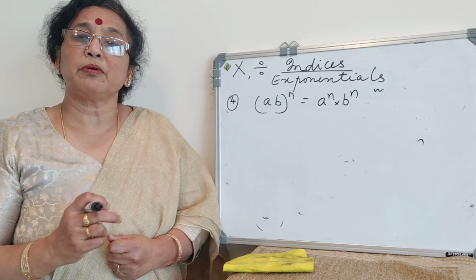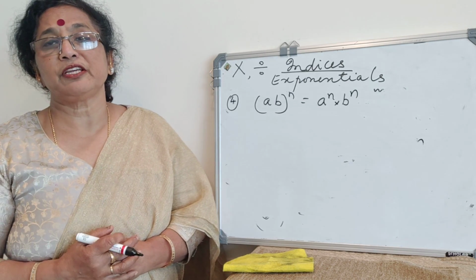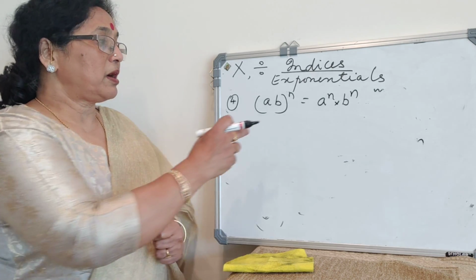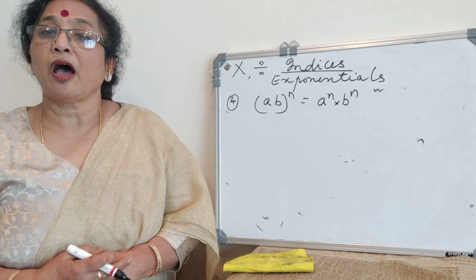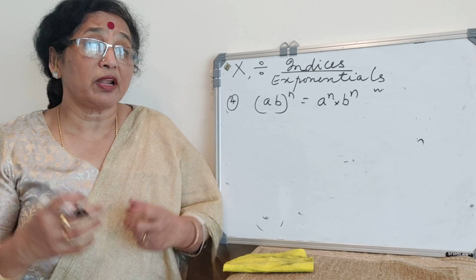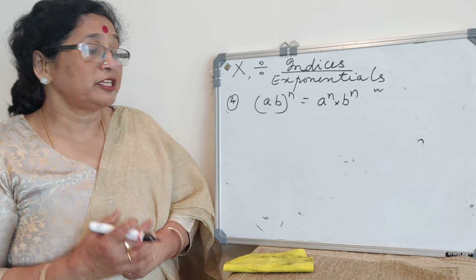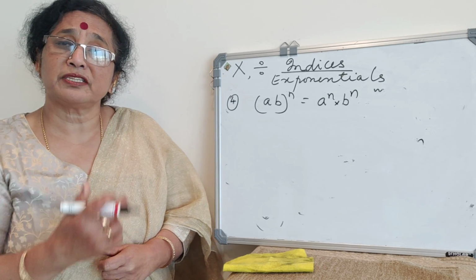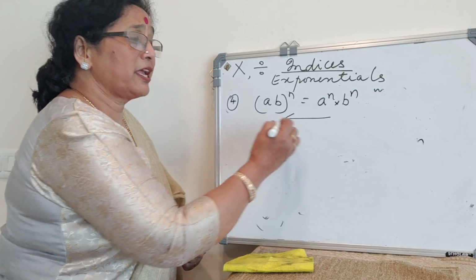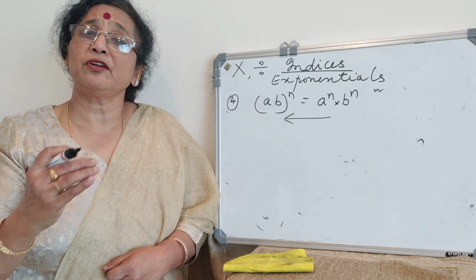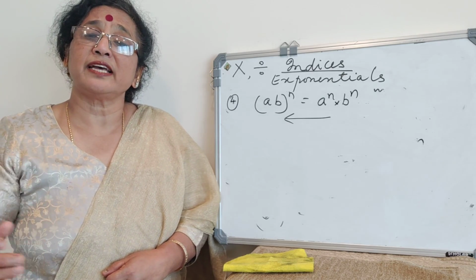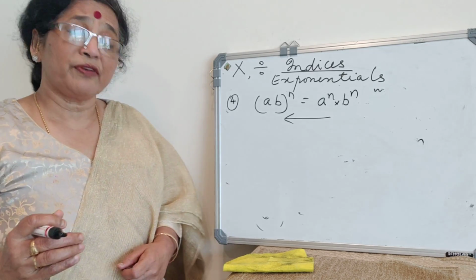If it is 2 numbers or 3 numbers multiplied with each other and all of them are raised to the same power n, how do you know that? There is a bracket. All are kept within the bracket, right? Then you can distribute the power n into a and b. Children, the vice versa is also the same. That means a^n into b^n you can write as ab to the power of n.